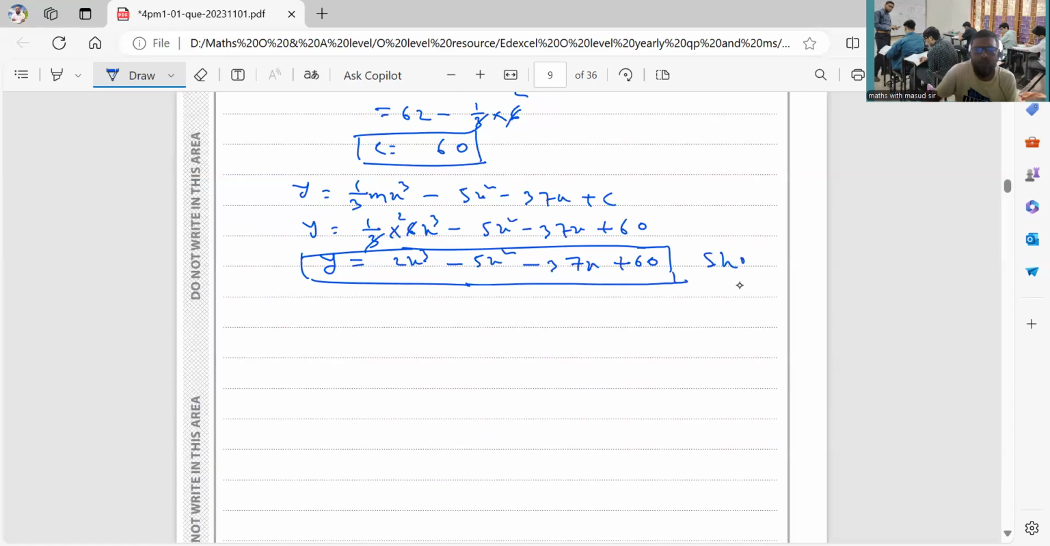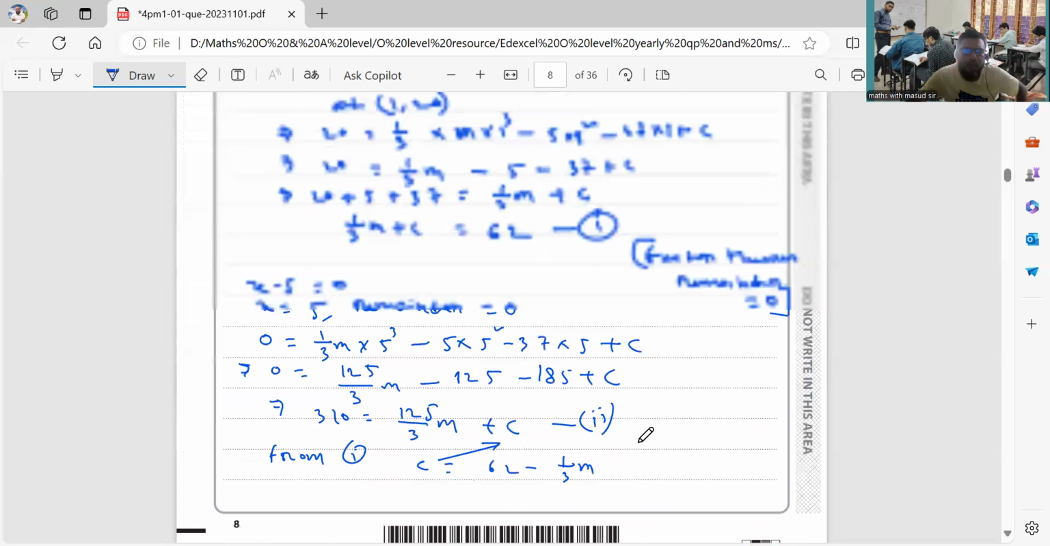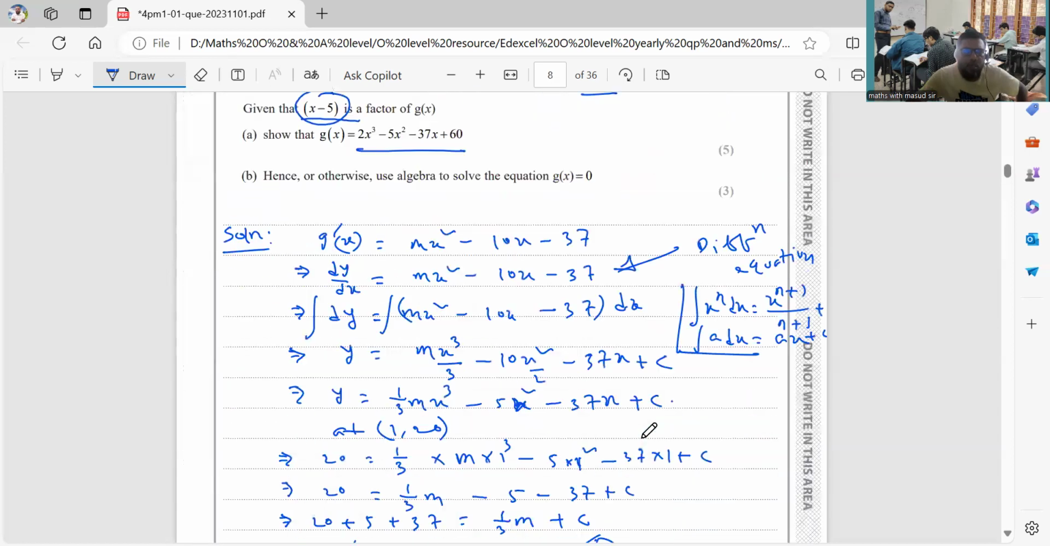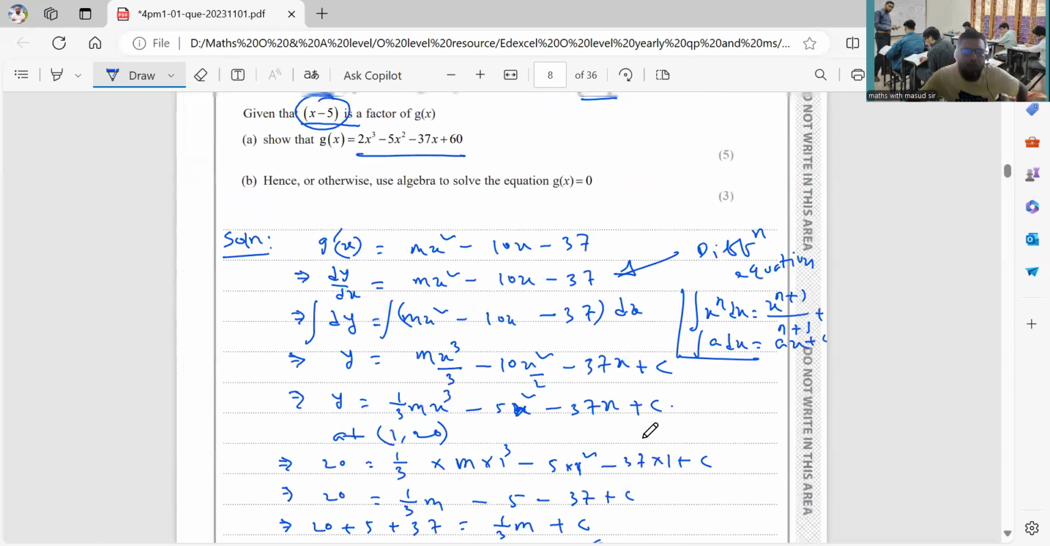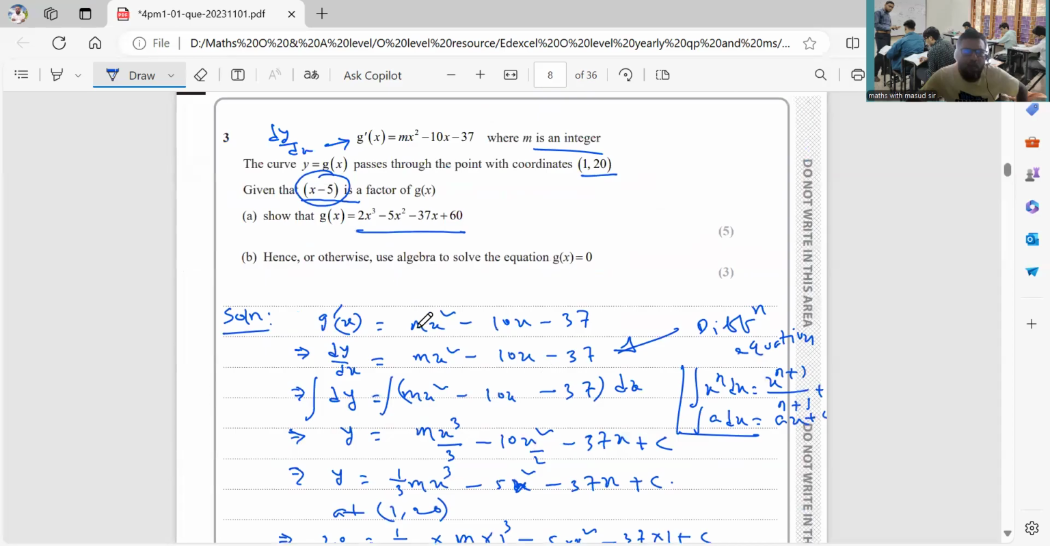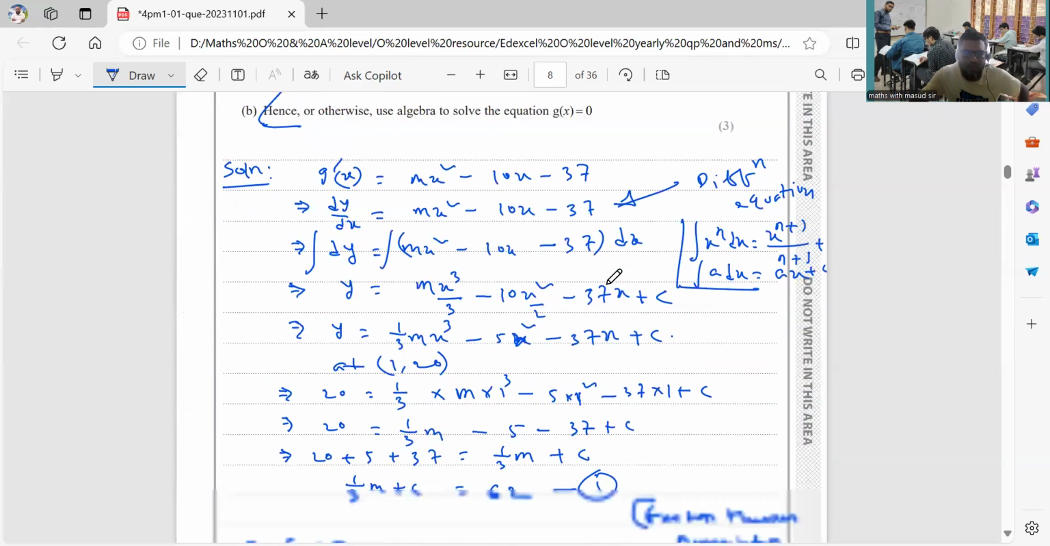Okay, shown. So we have shown that this is the equation of the y, the original equation. Now, the second part of the question is: hence or otherwise. Using the hence means, when hence is given, we have to follow the answer of part A for B. Solve the equation g(x).